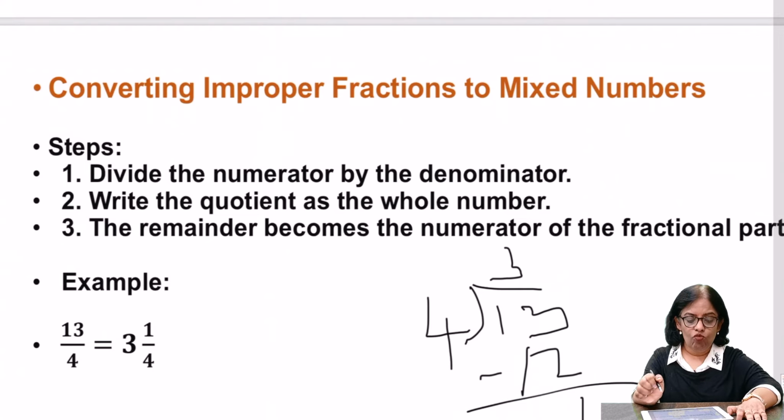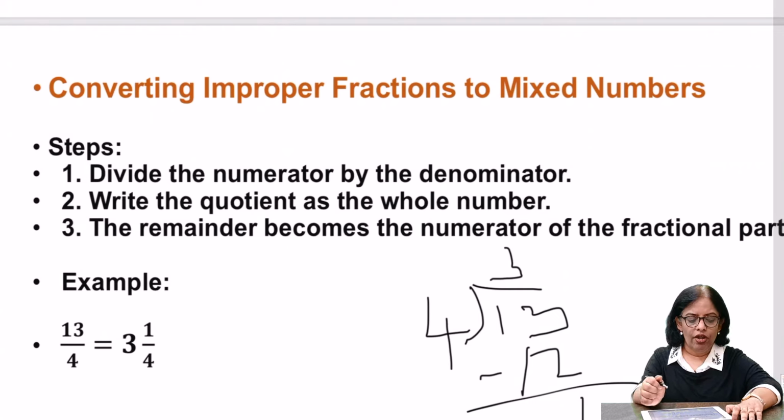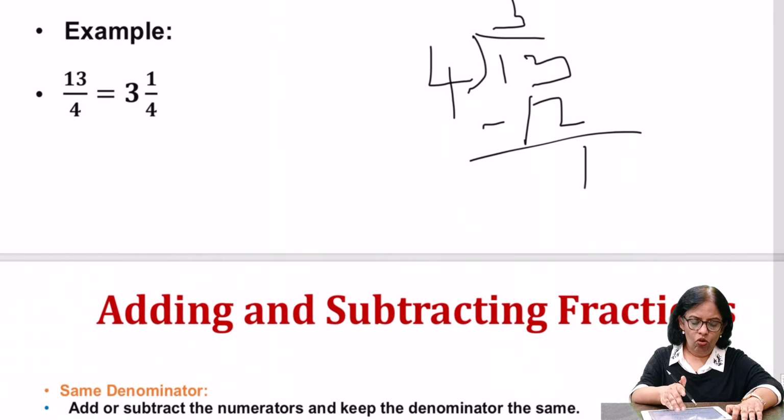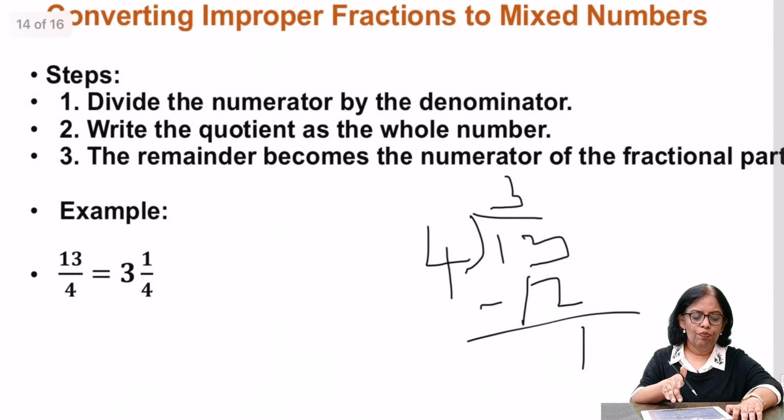So my answer is what? The quotient means my whole number, that is 3. Remainder become my numerator and 4 is my denominator. So I convert improper fraction into a mixed fraction, that is 13 upon 4 is equal to 3 as a whole number and 1 upon 4. So it is called converting of improper fraction to mixed number.